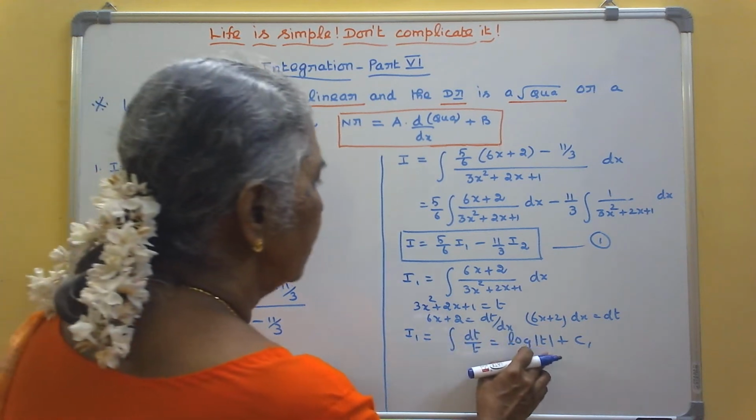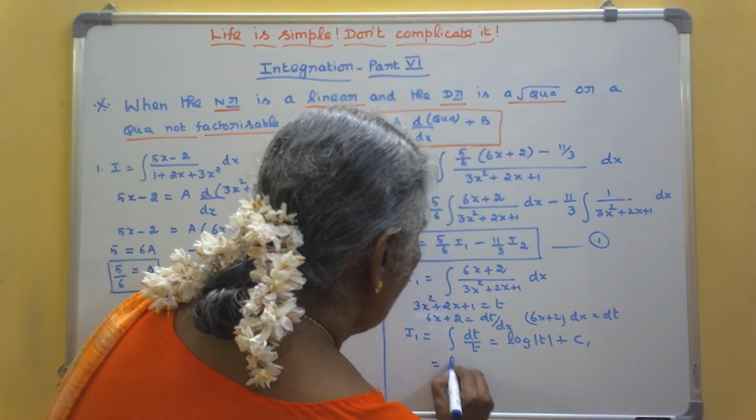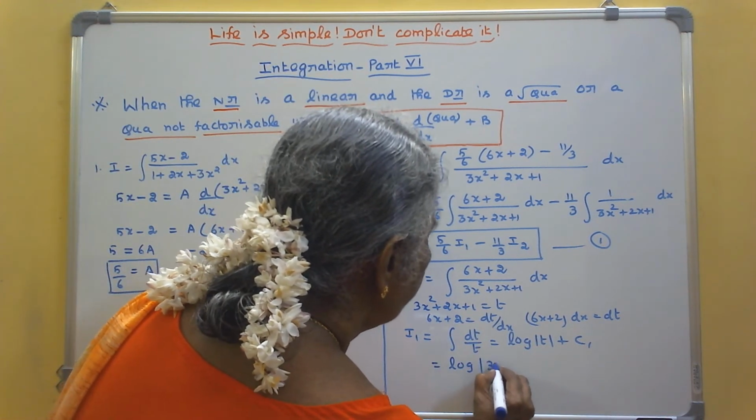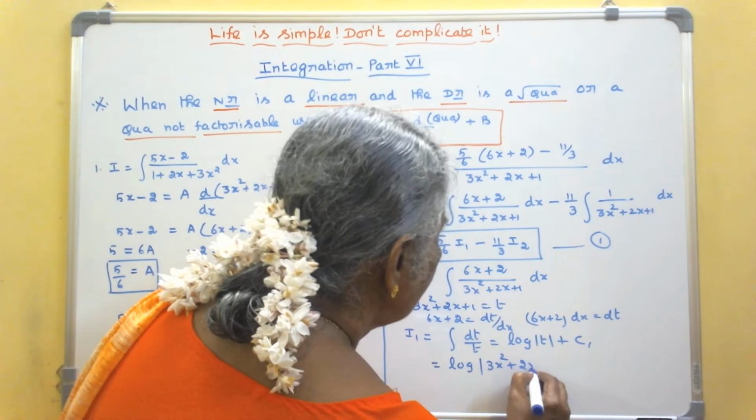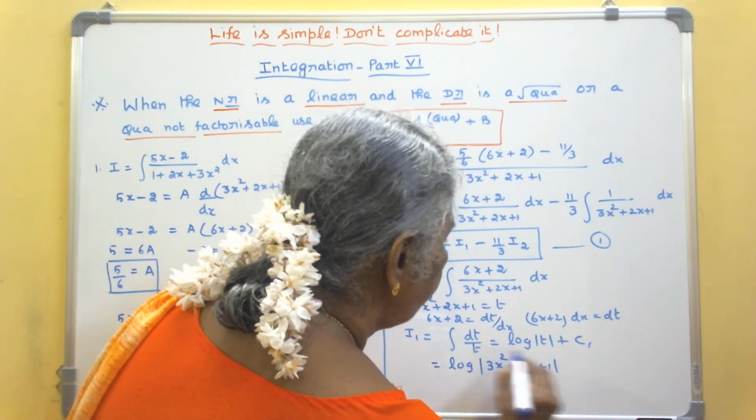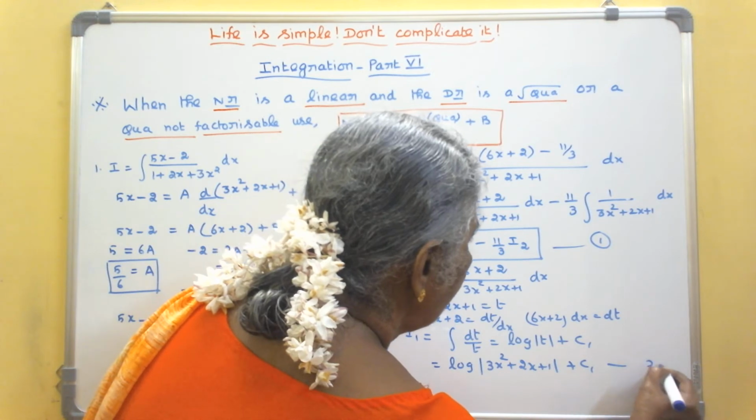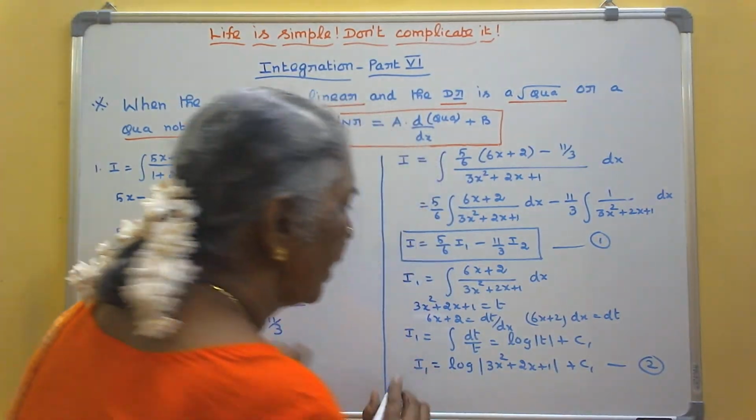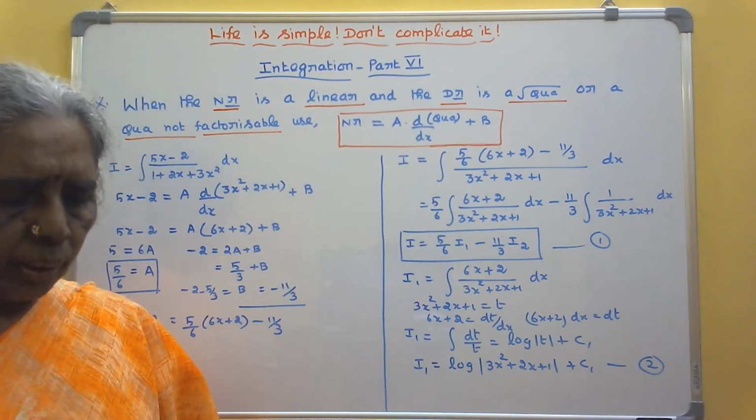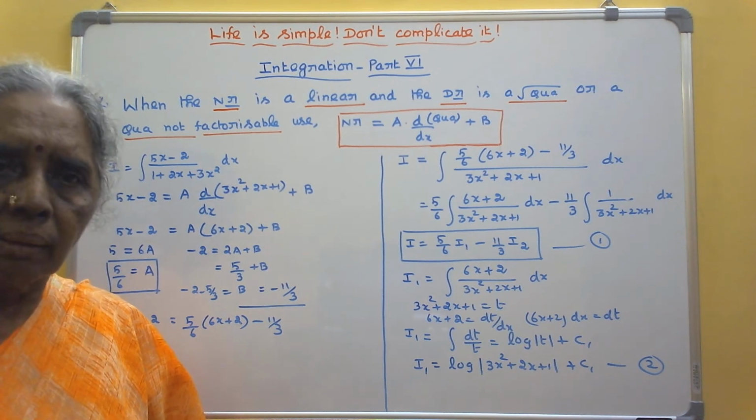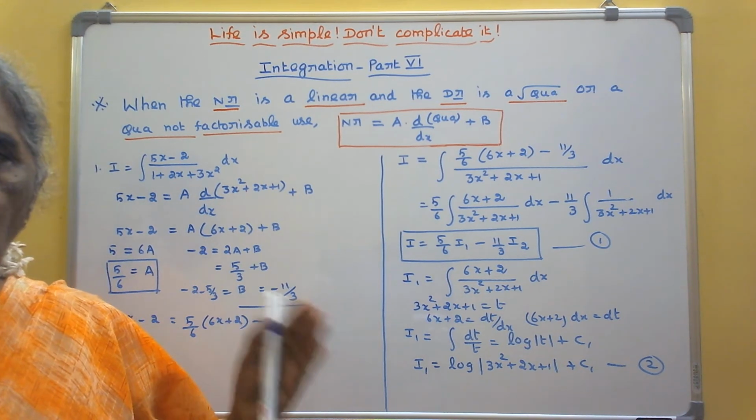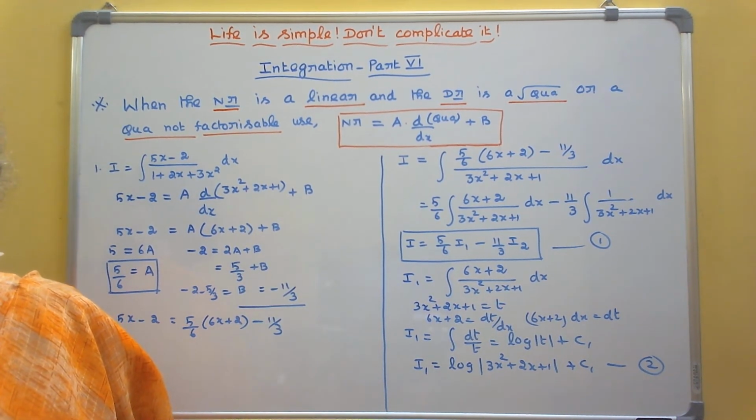So now here t I will substitute. So I will get log mod 3x squared plus 2x plus 1 plus c1, mark it as 2. This is your I1. Okay. So are you clear till this I1? Now let us move for I2 now.